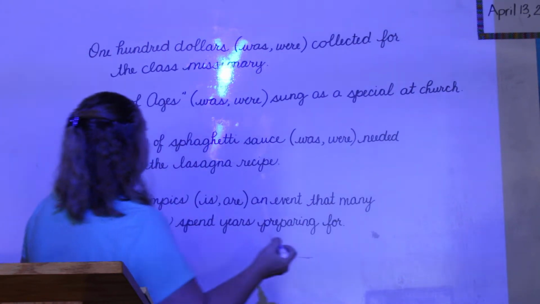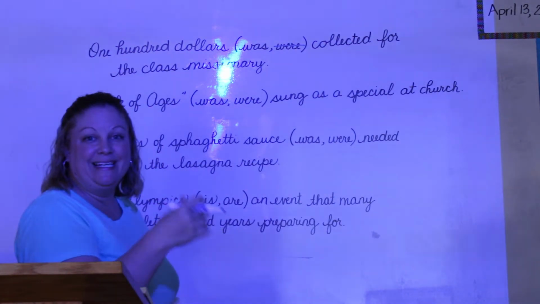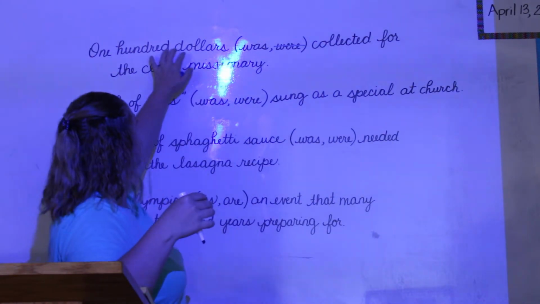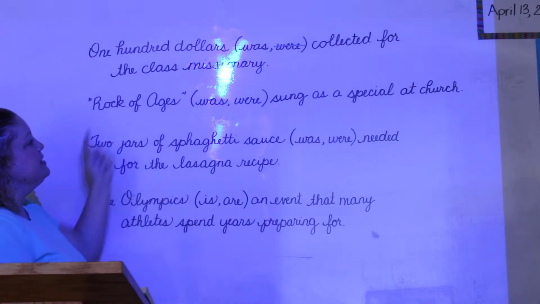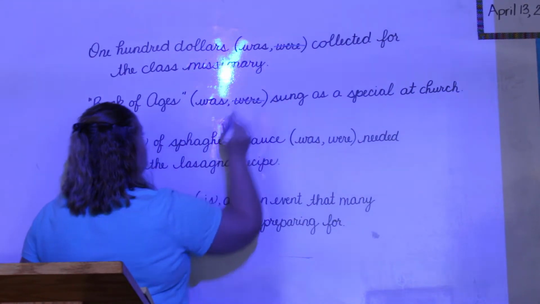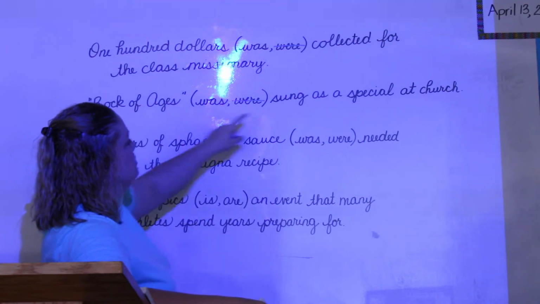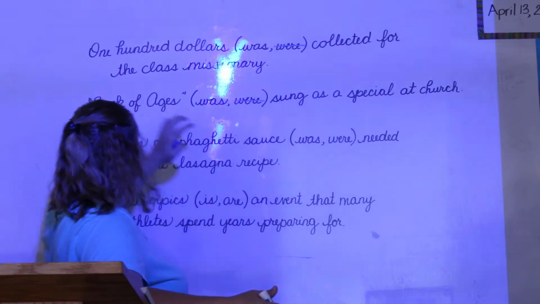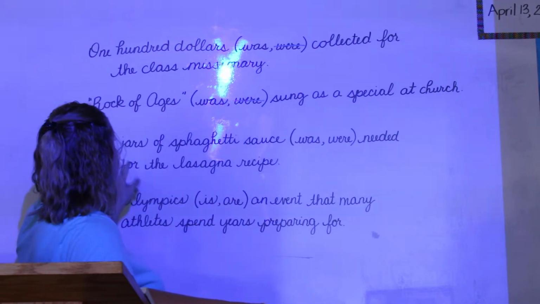$100 was or were collected. This is what we need to get rid of. Money is a singular amount, even though it's $100, it's one amount: was collected. Okay, this one, we should have crossed off were, because this is the name of a song, that's why it's in quotes. It tells you it was sung, so that tells you it's a single song. So even though this is a plural word, Rock of Ages is one thing: was.